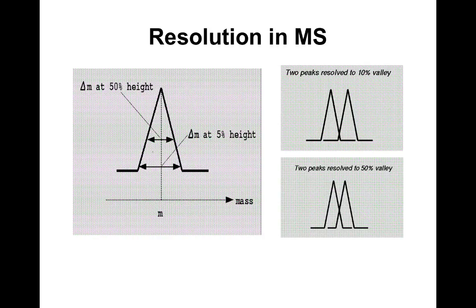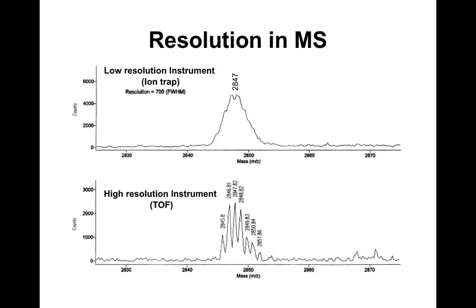So here are two masses on the right side. In some cases, they're nicely separated at the 10% level. Others are moderately separated at the 50% level. We talk about a half width at half height, just as we do in NMR, same thing in mass spec, to measure the resolution. So this is a schematic way of measuring resolving power in a mass spectrometer.